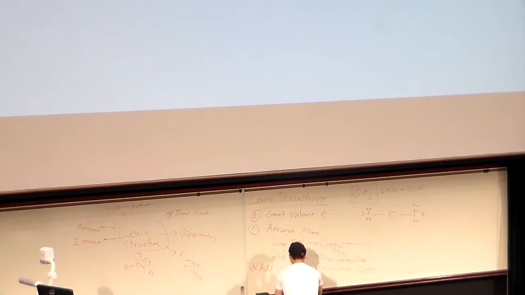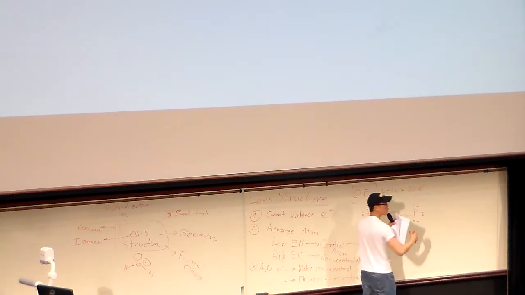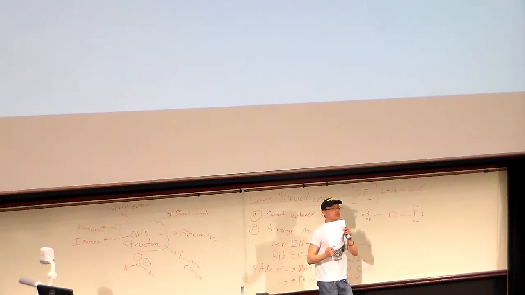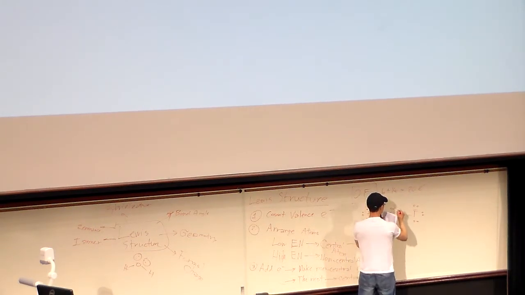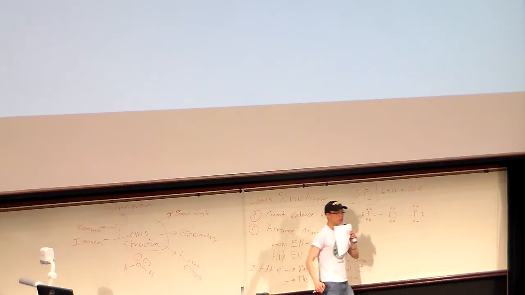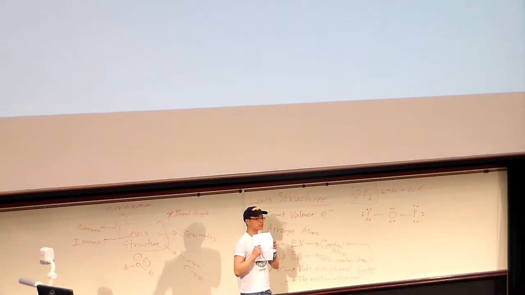If you have electrons left, the rest you add to the central atom. So we have 8 on the left, 8 on the right. How many more do we have left? We have 4 more, so we add them to the central atom. 1, 2, 3, 4. Okay?